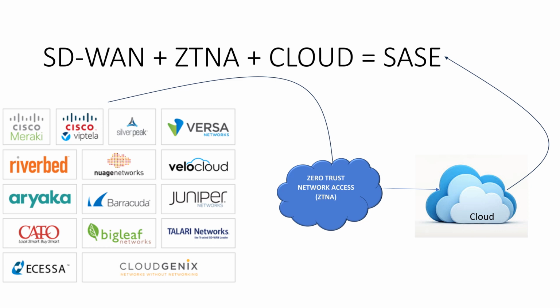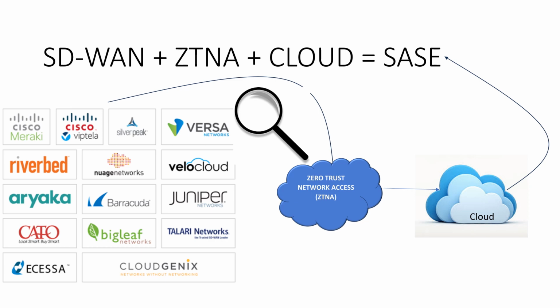So the fundamental architecture is a combination of SD-WAN, and these are your SD-WAN vendors. And then you include your zero trust network access and a cloud offering, and the combination of all these three products becomes SASE. SD-WAN, software defined wide area networking, and ZTNA are the key components for SASE architecture, but they're not SASE by themselves. Let's zoom into the different components of SASE.